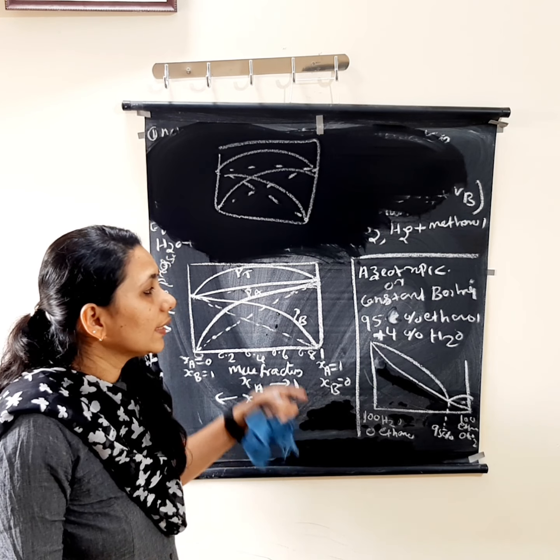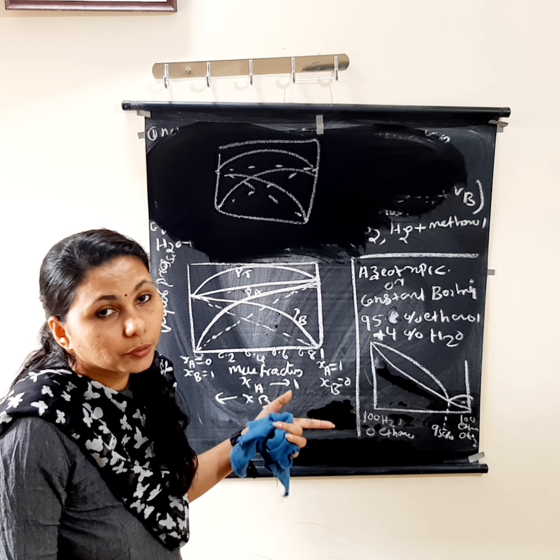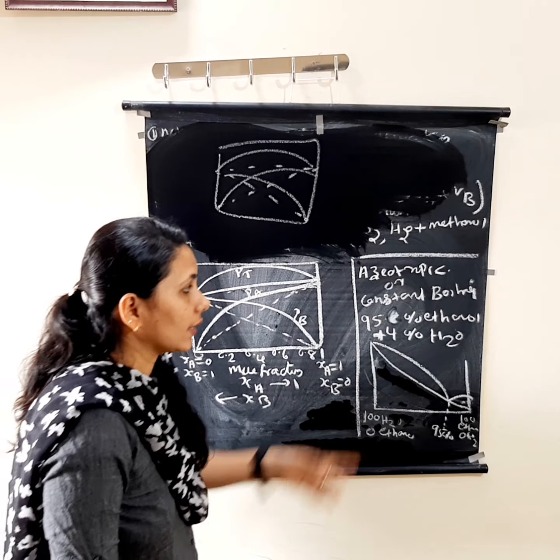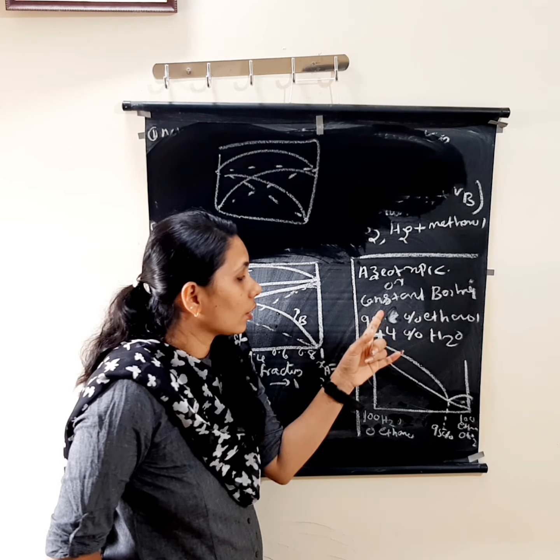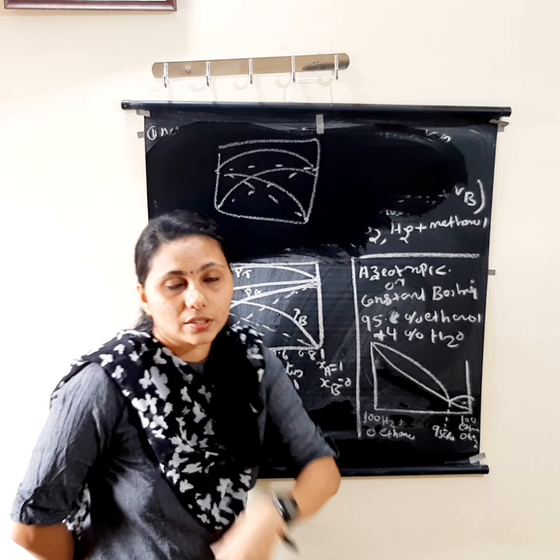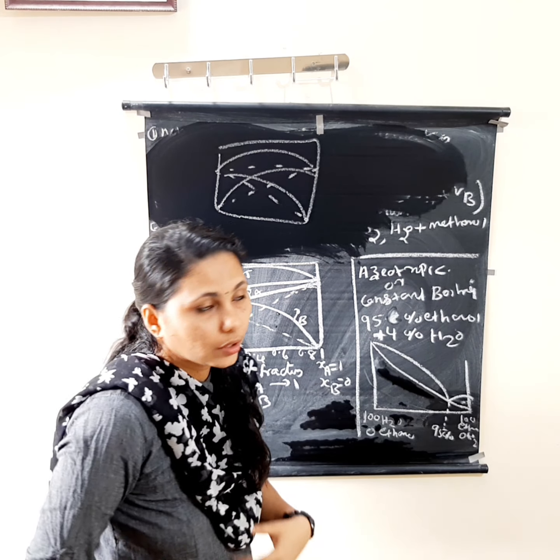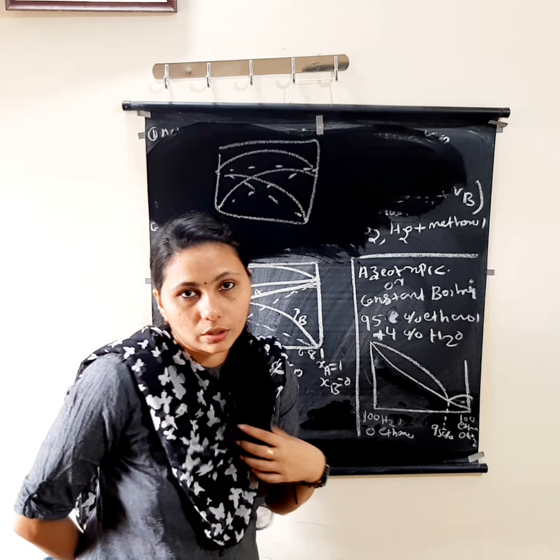Okay. So next, one term you have to know in this positive deviation is azeotropic mixture or constant boiling mixture. What is the term? Azeotropic mixture or constant boiling mixture. Okay.